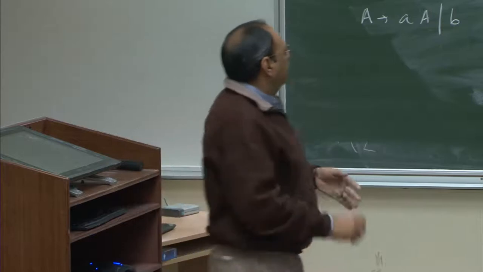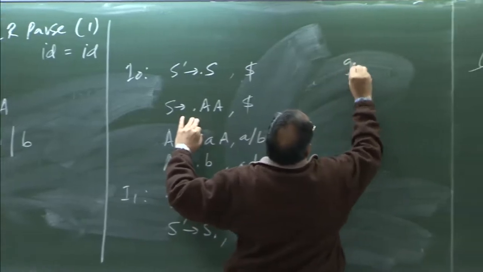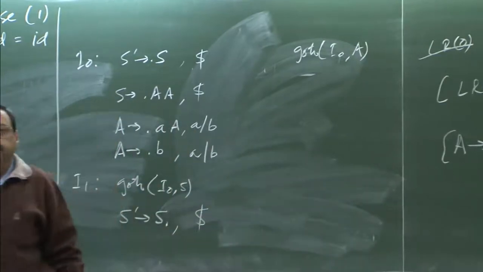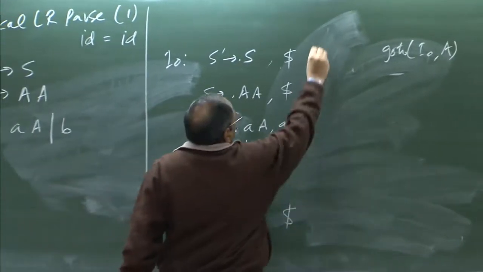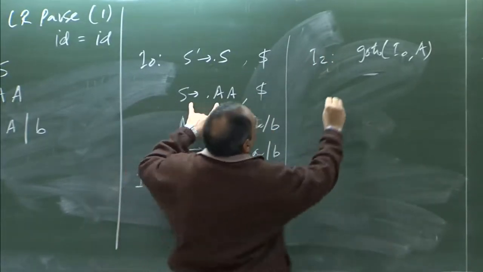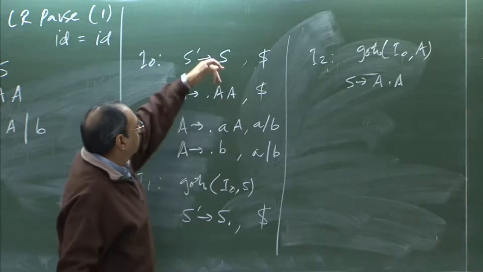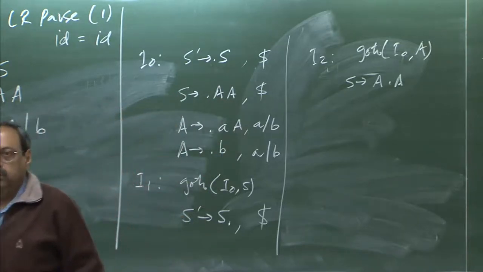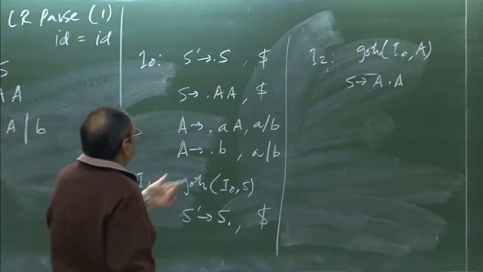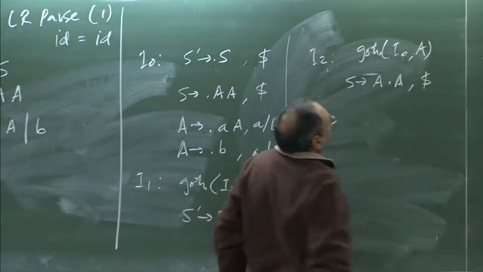Then I cannot do anything more on this. Now I go to a state corresponding to goto of I0 on A. Let me call this state I2, which is coming from here. So this gives me S goes to A dot A. I just shifted the dot. This is the only LR1 item on which I can do a transition on A. And what will be the look ahead here? I don't have to do any computation. Whatever is the look ahead here, I just carry that, and this becomes dollar.